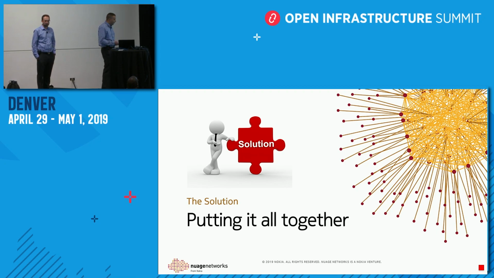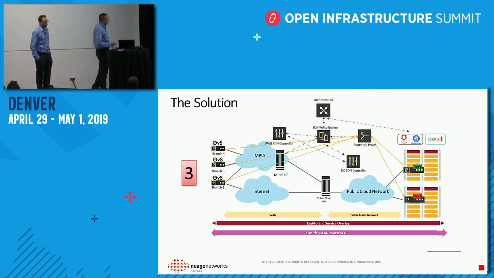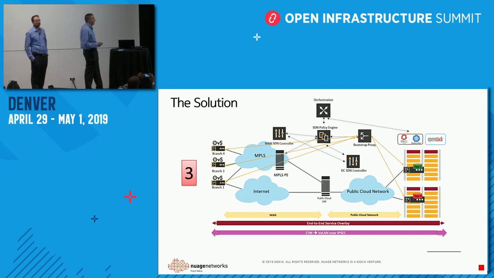Okay, so how do we put it all together? So this is the overall solution. So we have OVS-based CPE devices that are sitting in the branch. And these guys are going to bootstrap. So they're going to talk to some sort of a proxy, SSL proxy. And they're going to say, look, I'm coming up. I'm part of this organization. Here's my certificates. And I want to join this multi-cloud, the secure multi-cloud.